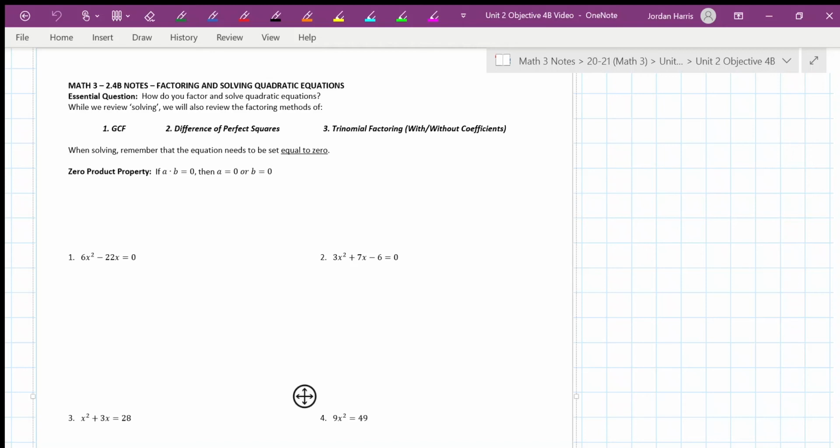This is 2.4b, factoring and solving quadratic equations. So we've talked about factoring a little bit already. We're going to go into factoring again, and we're going to talk about how we can actually solve with factoring. So we're actually going to move into the solving piece, not just the factoring piece. And we're going to talk about solving with a different method called solving by square roots.